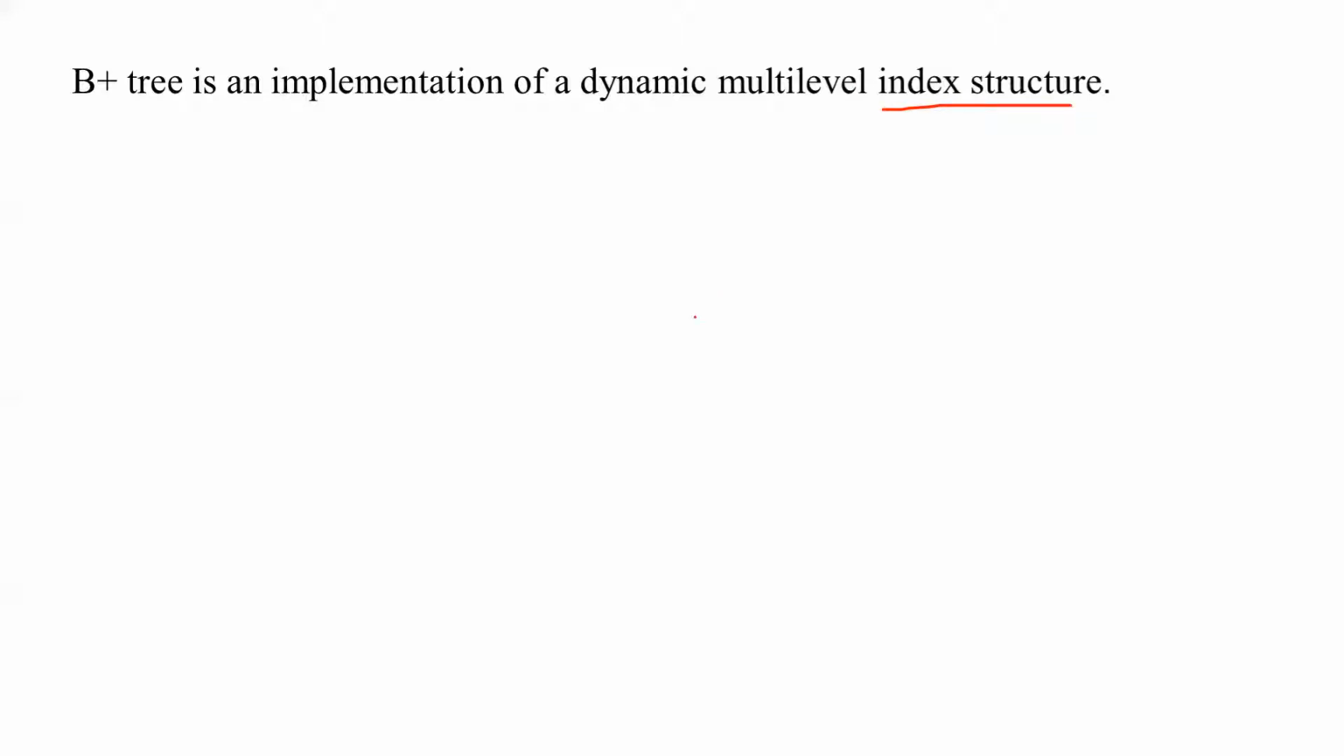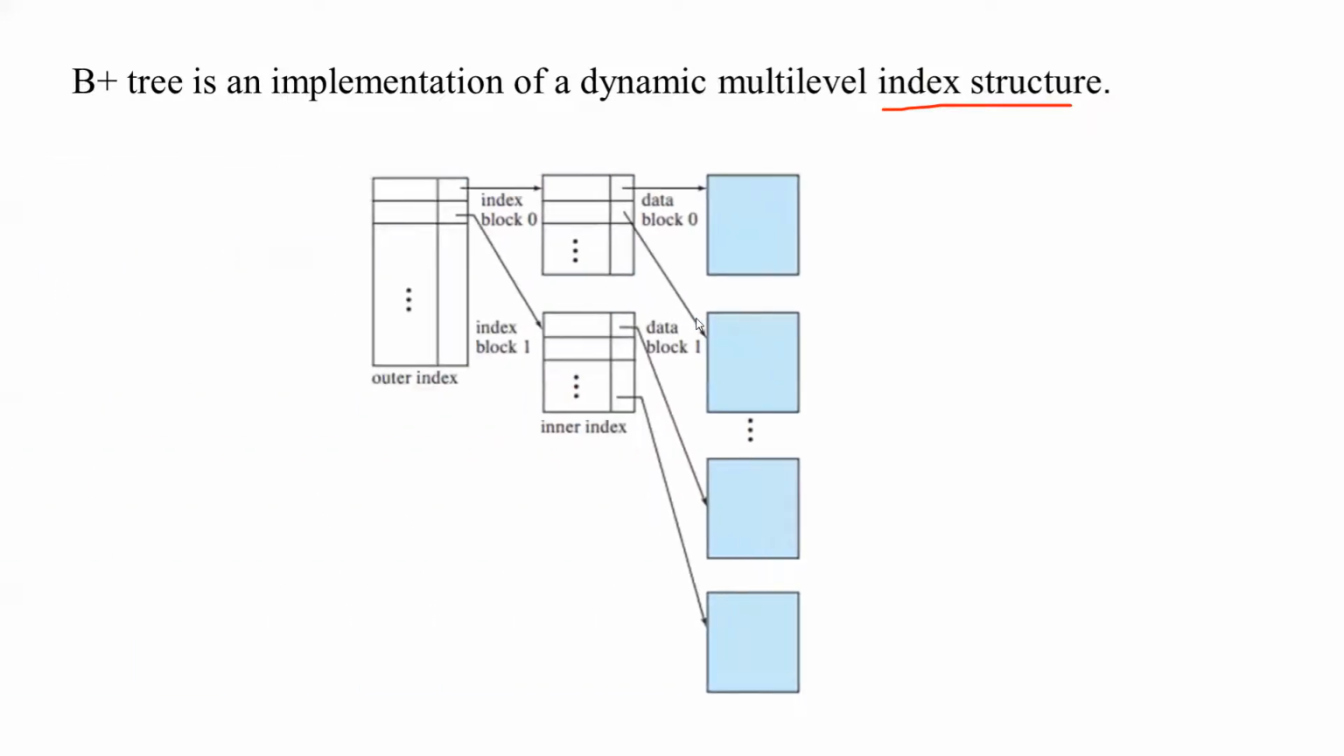So what is the meaning of multi-level index structure? Say for example, these are the different disk blocks in the disk. These disk blocks will contain the records of your database. So this is your index structure. You can see that the index structure contains pointers. The first field is the search key and the second field is the pointer pointing to the data block, the disk block where the search key resides. It points to the disk block containing the records which hold the search key.